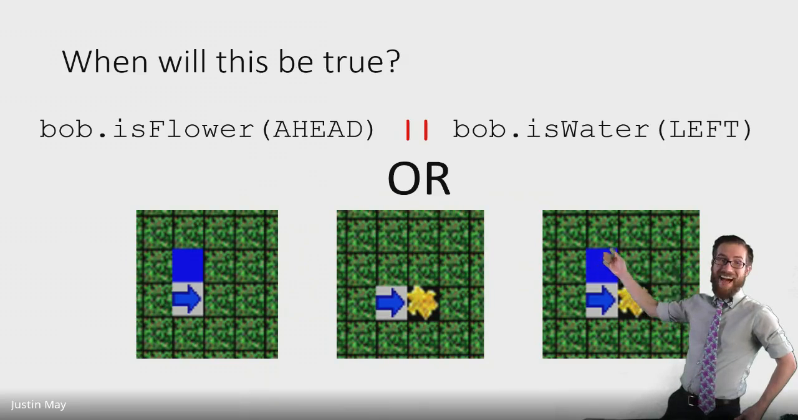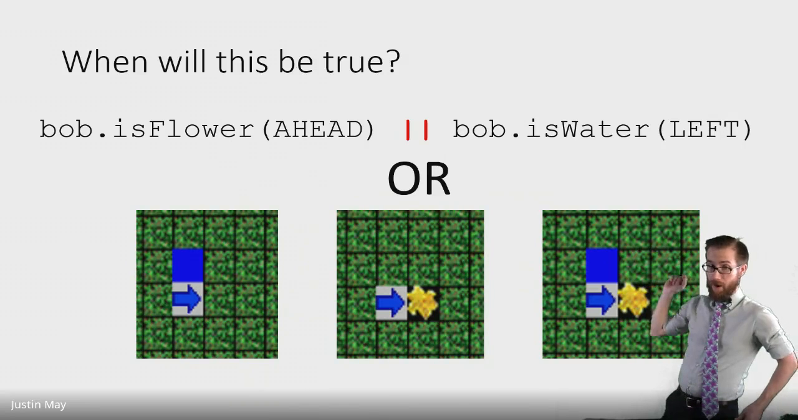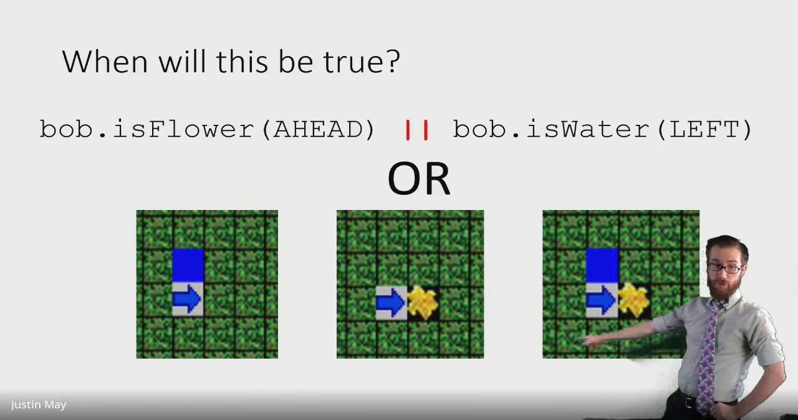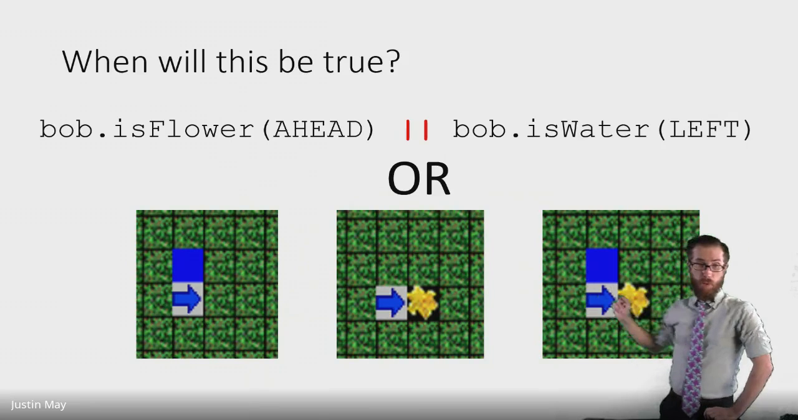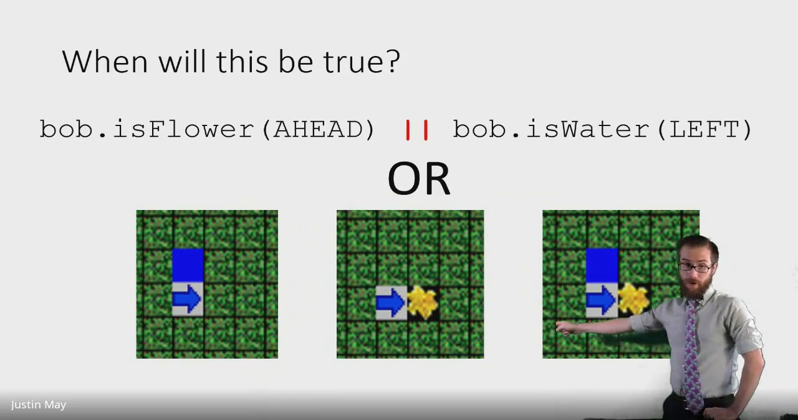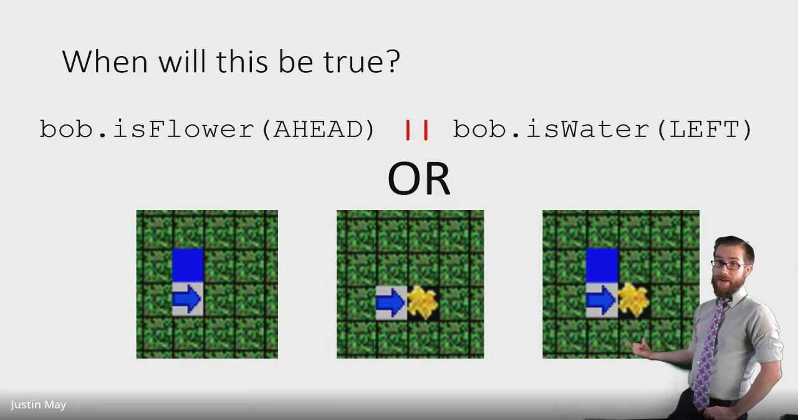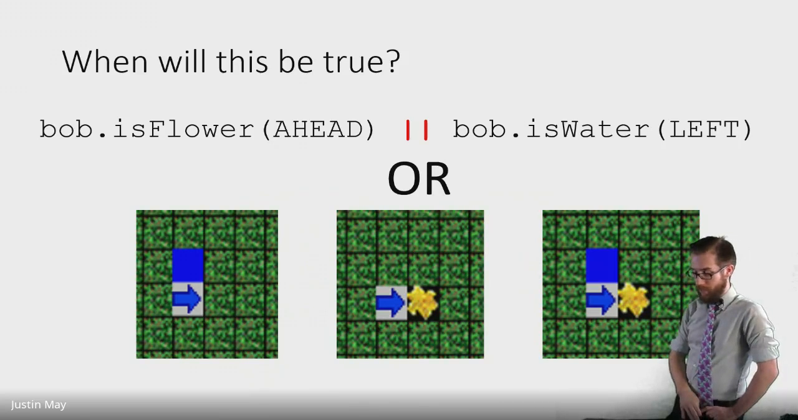So if either there's a flower ahead of Bob or there's water to his left or both, then this will evaluate to true. So way over there, there's water to his left, or there's a flower in front of him, or there's both water and a flower. In any of these three situations, the or compound conditional will be true.